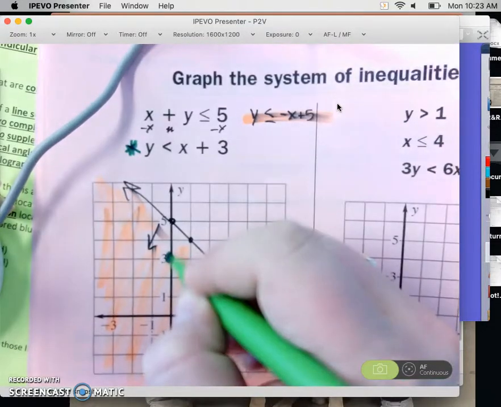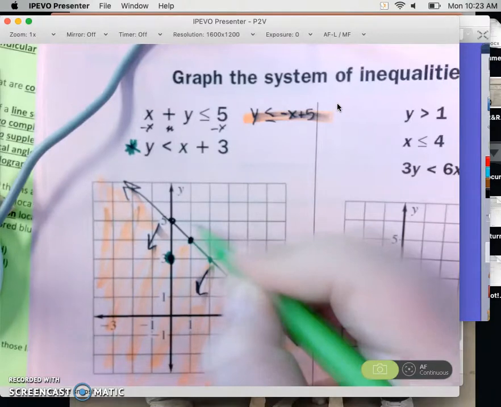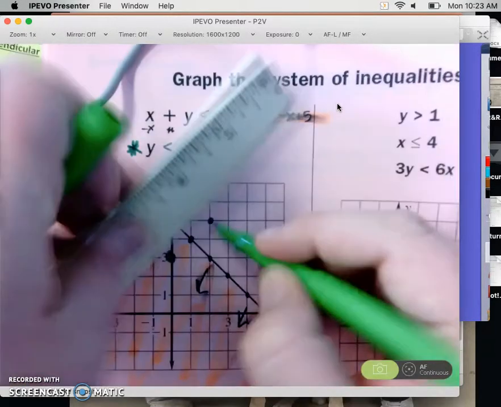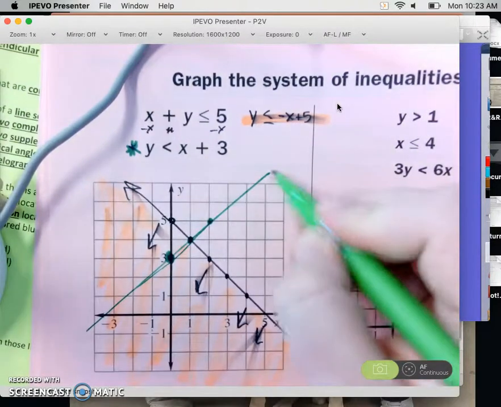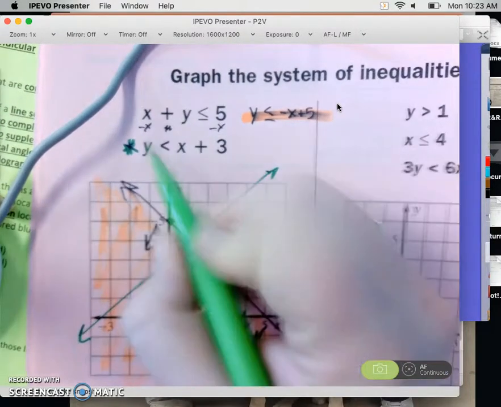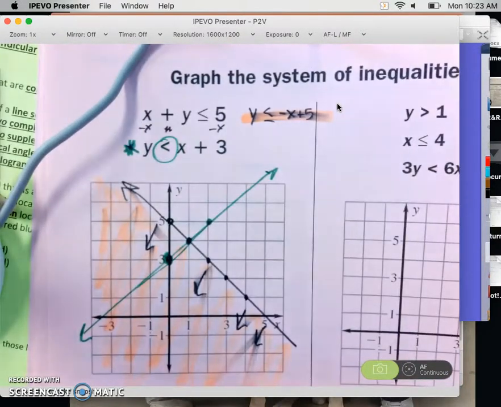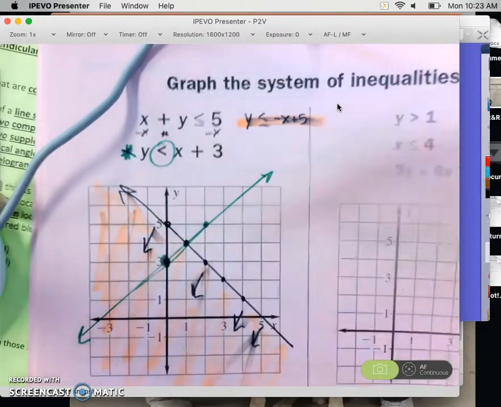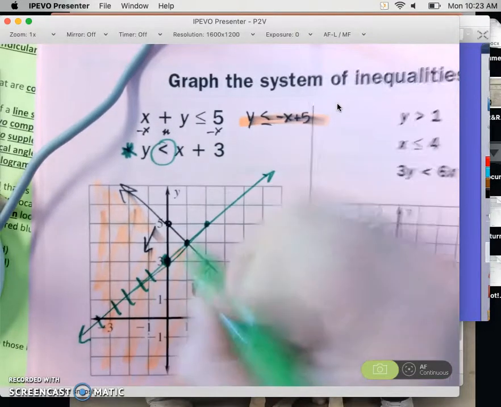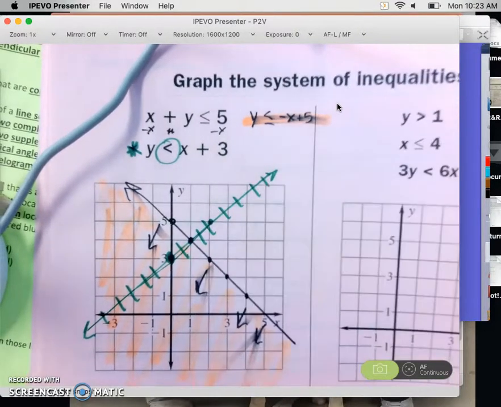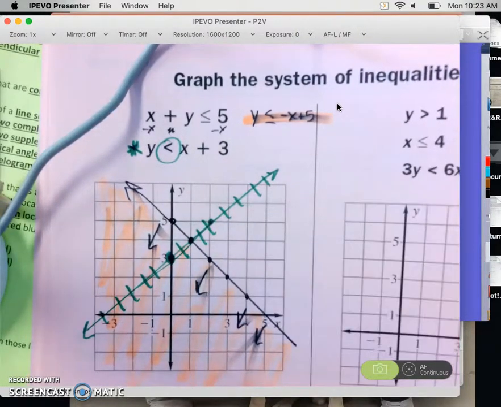So up to 3, and then go up 1 over 1, up 1 over 1. And it's a less than, so it's a dashed line. So if you ever write it in pen and then do that, then it's a dashed line.